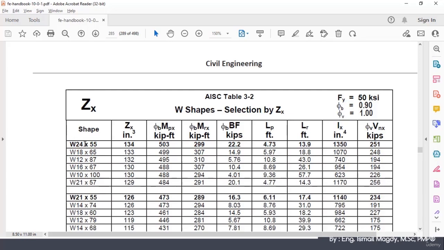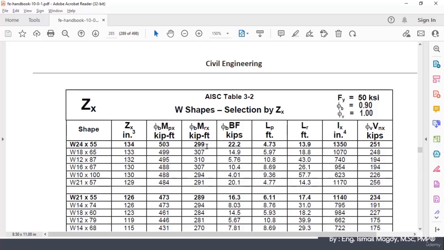For the W24x55, you can see that the Lp equals 4.73 and the Lr equals 13.9, and our unbraced length equals 12 feet. So this means that we are in the middle between the Lp and the Lr, which is the inelastic zone. And in this zone, we need to check the lateral torsional buckling using the equations that we have in the code. As long as we are not less than the Lp, we will need the phi Mp, which is 503 kip-foot, and the phi Mr, which is 299 kip-foot.